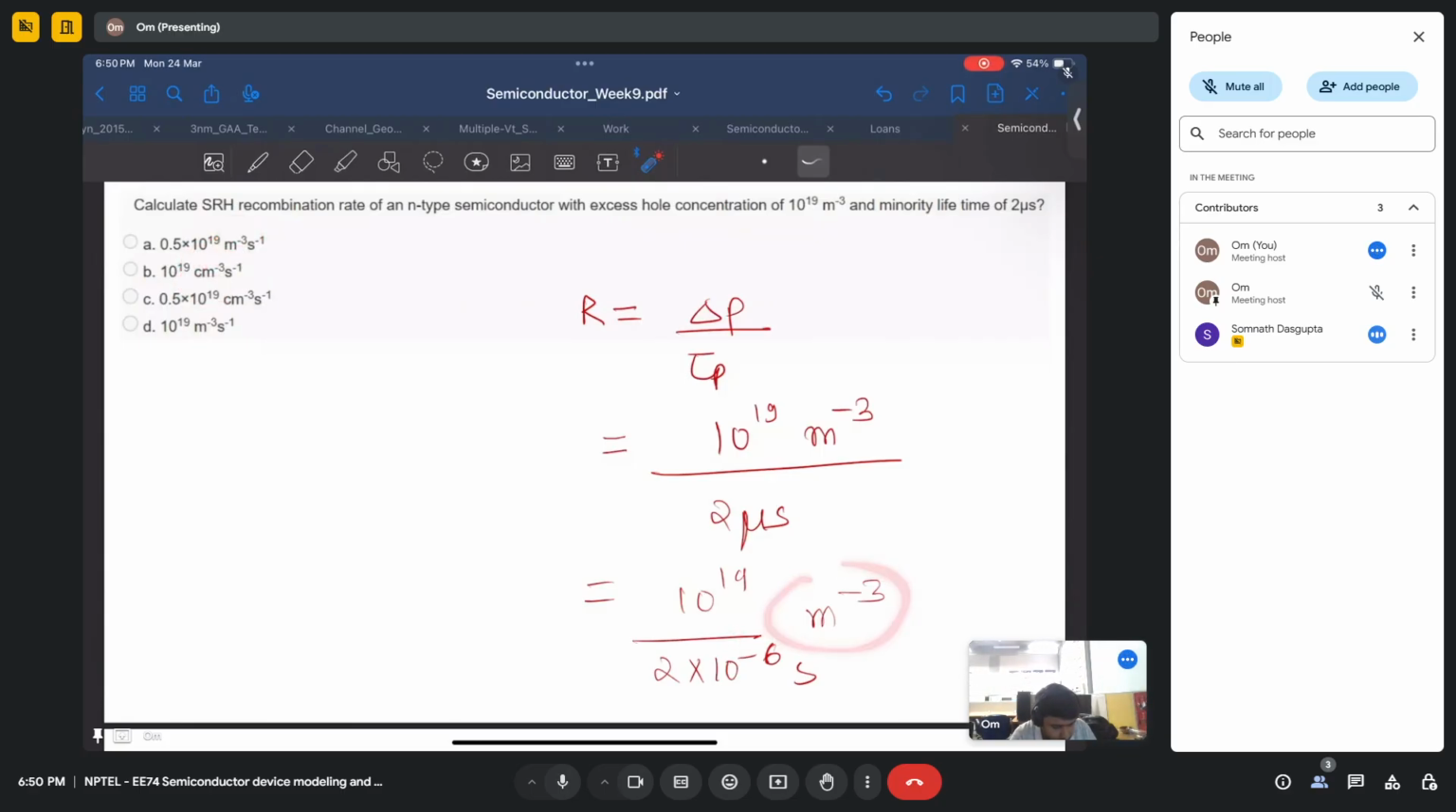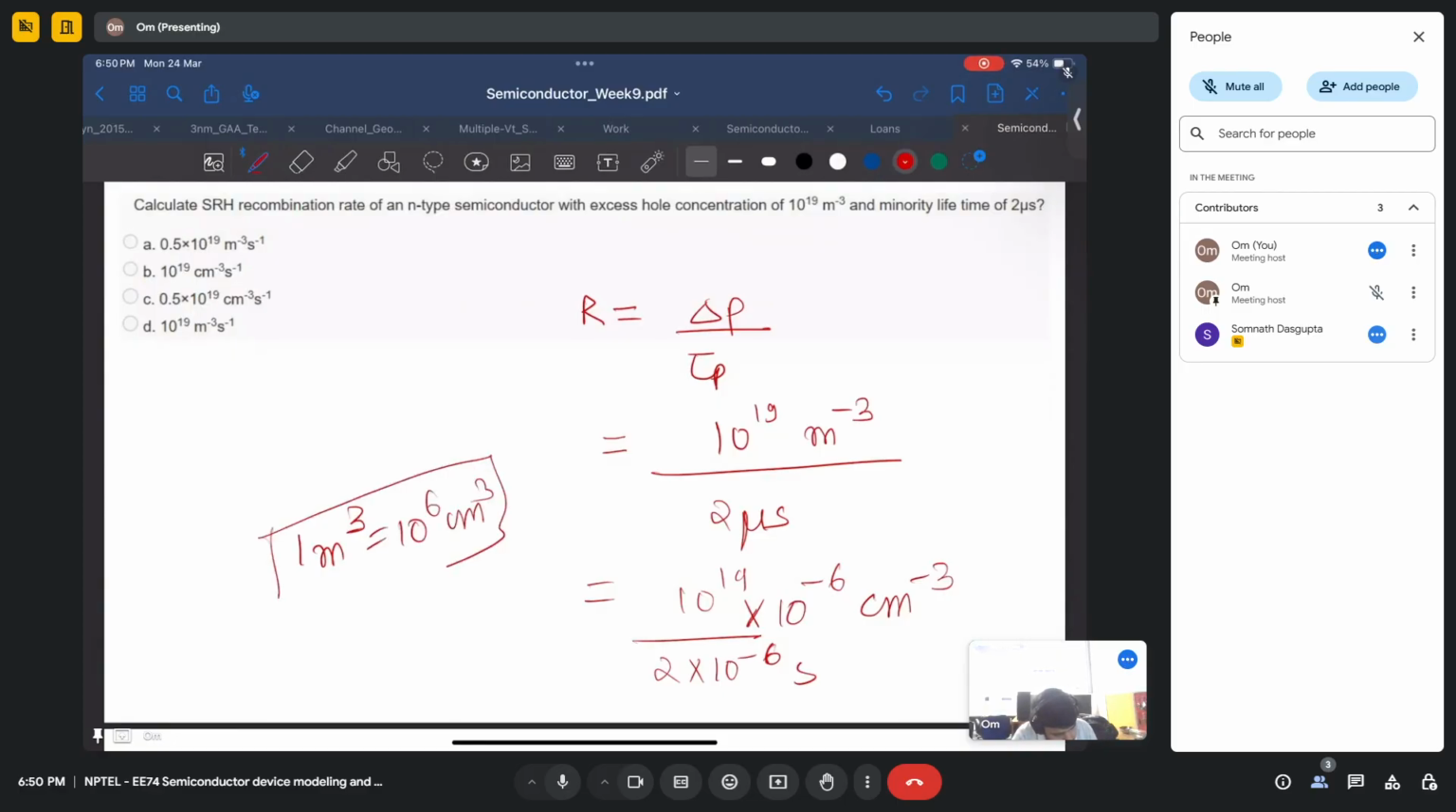So to do that, I can change 1 meter cube is 10 to the power 6 centimeter cube. So this 10 to the power minus 6 will cancel and I will get 0.5 into 10 to the power 19 centimeter cube per second. This is the final answer, which is option C. So you need to be careful with the units in your exam. They are important here.